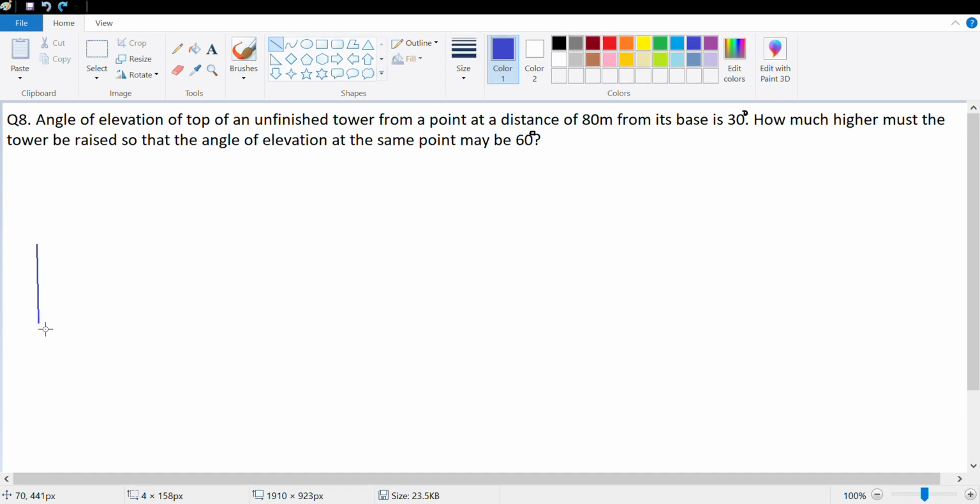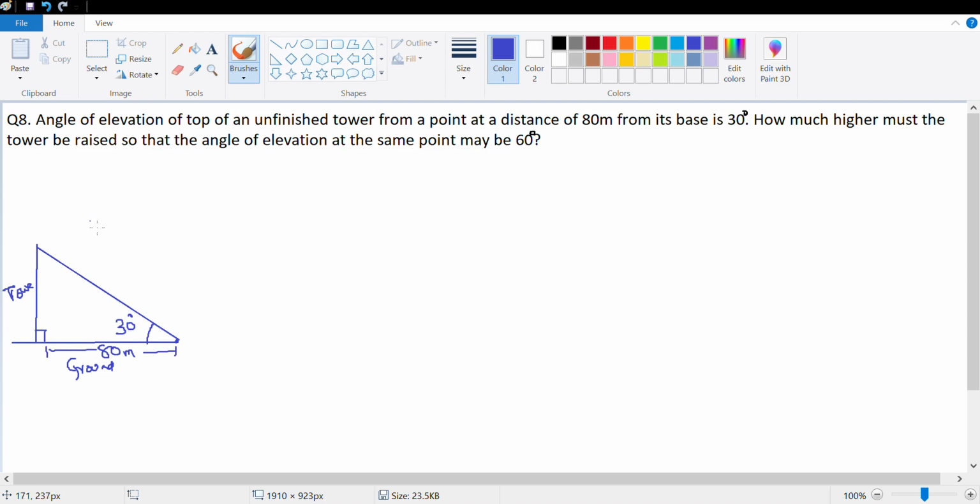Okay. So let's say this is the unfinished tower the way it is right now. This is my ground, and at some point which is 80 meter away, the angle of elevation is 30 degree. Okay, so let me just draw an angle of elevation as 30 degree. Perfect. So this is the tower. This is the ground. This is the point where you're watching the angle of elevation from, and this angle is given as equal to 30 degree, and this distance is 80 meter.